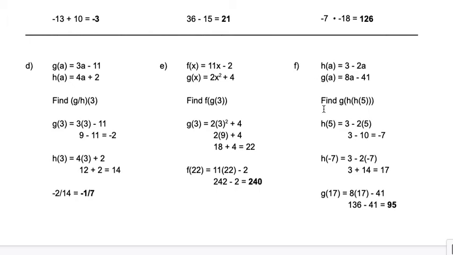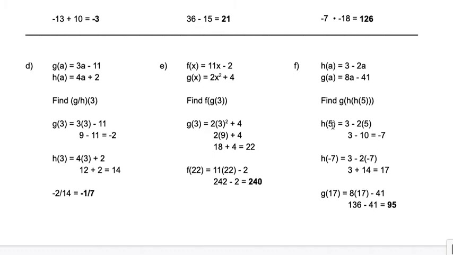All right, now this one's a little more interesting. We've got G of H of 5. Don't worry about it. Don't panic. Just do it from inside to outside. H of 5. So we put the 5 in here. We get 3 minus 2 times 5. 3 minus 10 is negative 7.